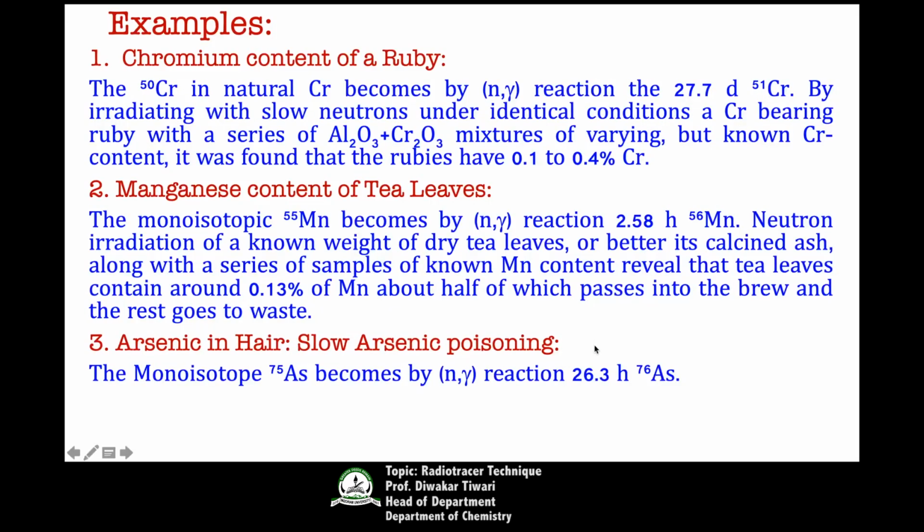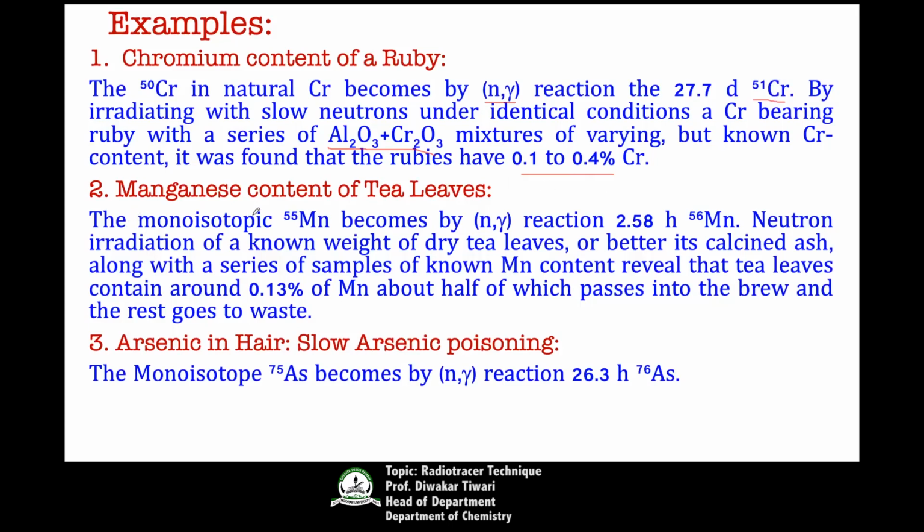Some of the examples which we can provide here: say chromium content in a ruby, which is a combination of alumina and chromium. In this, the chromium is present around 0.1 to 0.4%. So that can be analyzed. Chromium-50, with the help of this n-gamma reaction, is converted into chromium-51, and this radioactive chromium is a gamma emitter that can be analyzed.